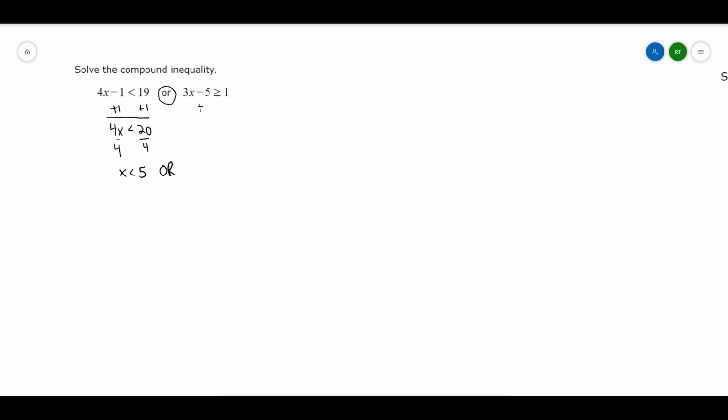And then here I'm going to solve it again. Add 5 to both sides. 3x is greater than or equal to 6. Divide both sides by 3. And I get x is greater than or equal to 2.